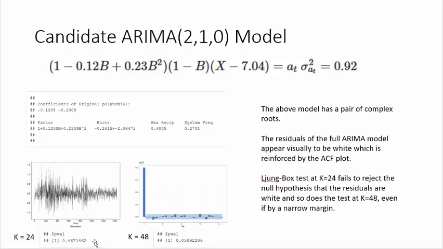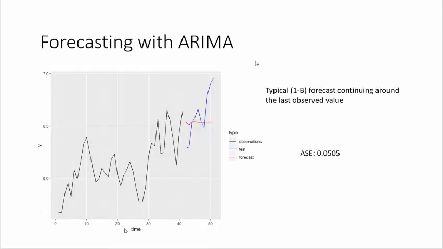We checked it with the Ljung-Box test at k equals 24 and k equals 48, and both failed to reject the null hypothesis. And here we forecasted with our ARIMA model. You can see it's pretty much forecasting the last observed value forward, which is typical of a root on the unit circle. We did get an ASE of 0.0505.